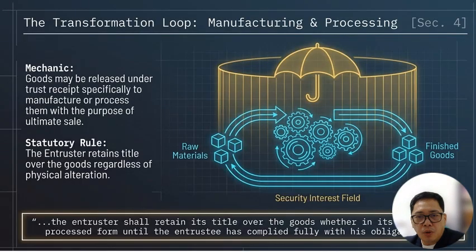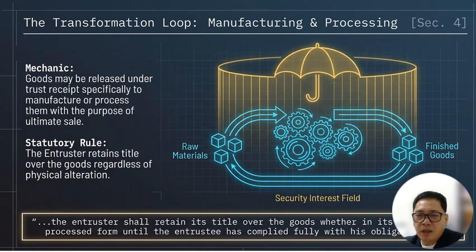The last part of Section 4 is called the transformation loop. So it occurs when goods or documents are entrusted not for immediate sale, but specifically to manufacture or process the goods with the purpose of ultimate sale. So when goods enter this processing stage, their physical form changes, which could otherwise complicate ownership rights. However, the law provides a strict continuous safeguard to the financier.